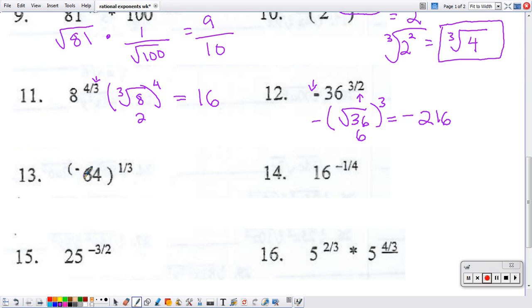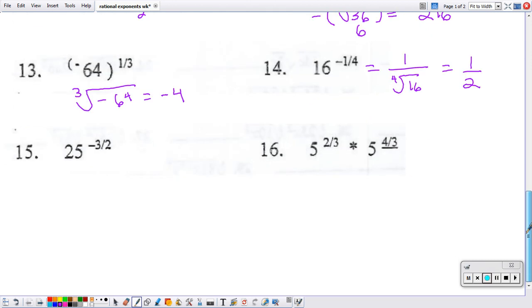Number 13 is written differently than number 12. The negative is inside the parentheses. I can take the cube root of a negative number because 3 negative numbers do multiply to a negative. What number multiplied 3 times gives you negative 64? Negative 4. Now again, this negative, just like we talked about before, does not mean we have a negative number. It means we have 1 over the 4th root of 16, which is just 1/2.